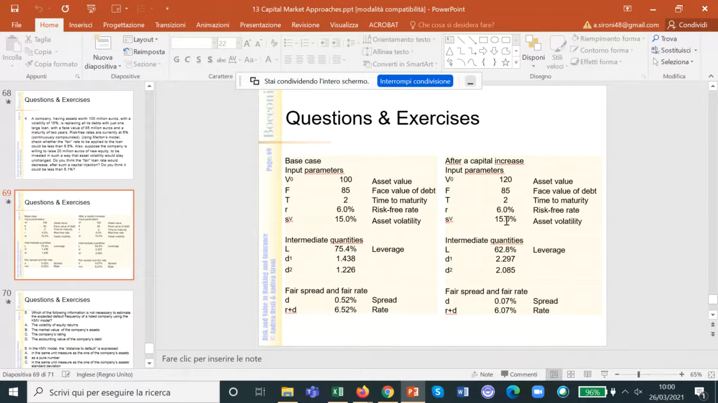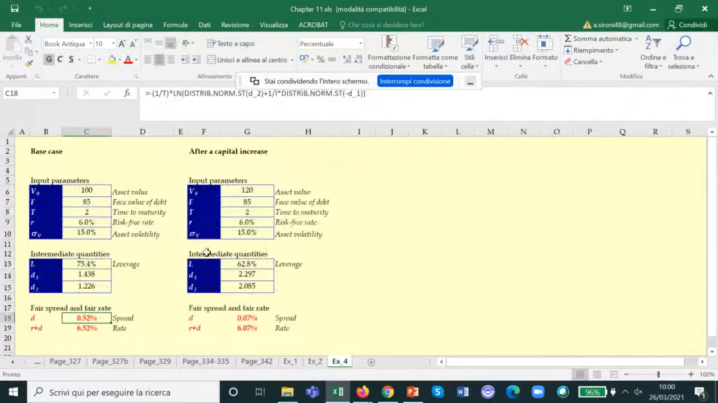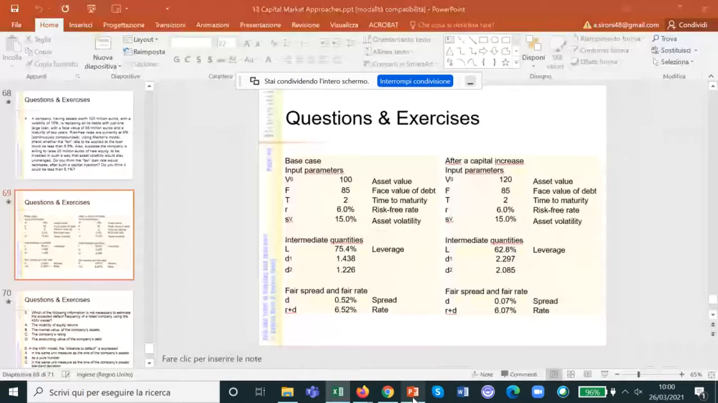After the capital increase, of course, the asset value goes to 120. Asset volatility remains the same. I can do the same computation, and the spread goes down very significantly, of course, because it's all equity increase, and therefore the leverage has significantly decreased. Okay. Of course, you have the Excel file where all these computations are actually done.